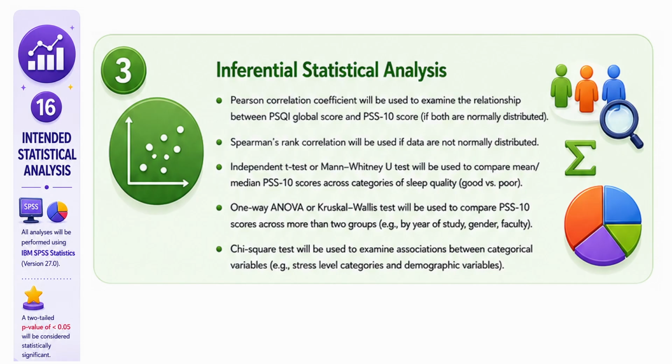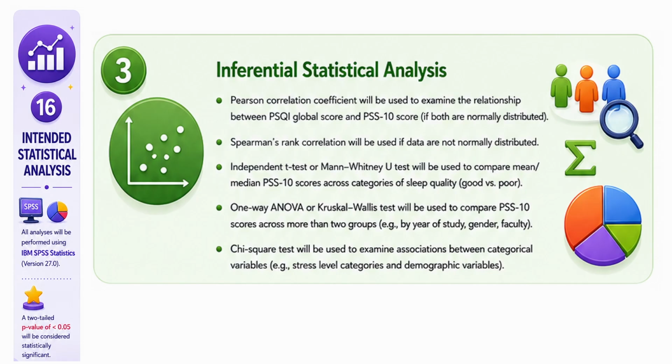Inferential statistical analysis. Pearson correlation coefficient will be used to examine the linear relationship between sleep quality score and perceived stress score. If both are normally distributed, we use Pearson correlation coefficient. Spearman correlation coefficient will be used if data is not normally distributed. So correlation coefficient will be used to study the linear relationship between dependent variable and independent variable.